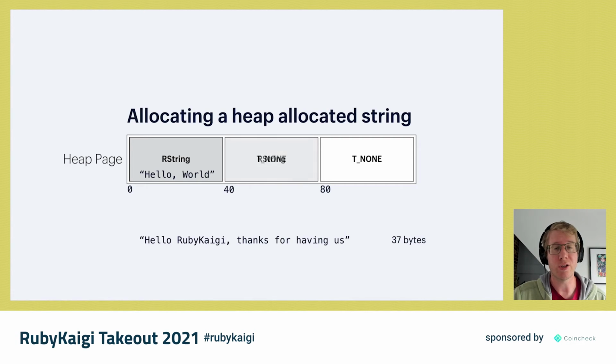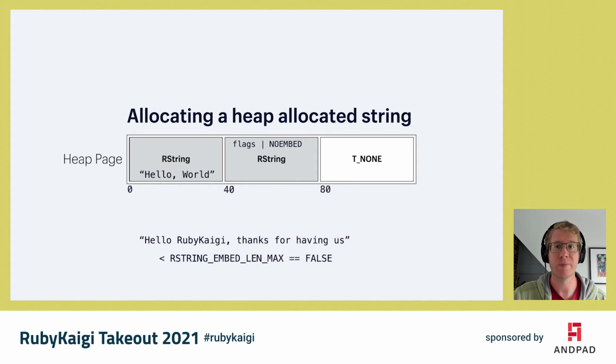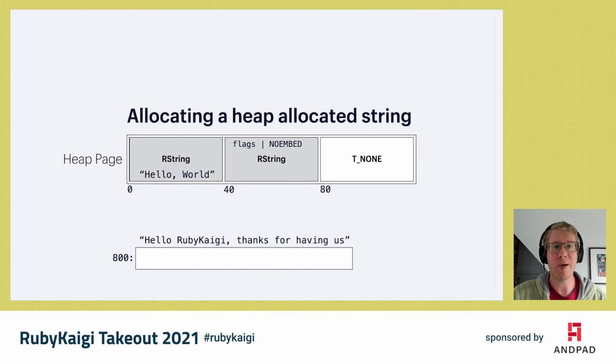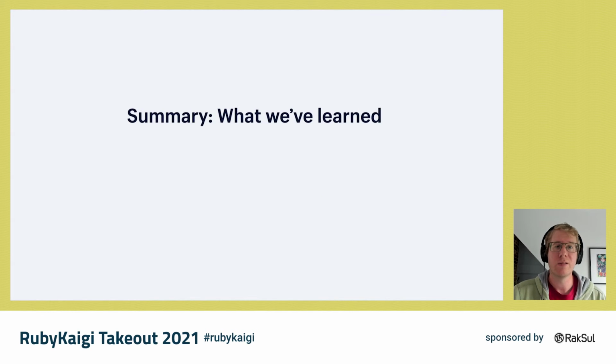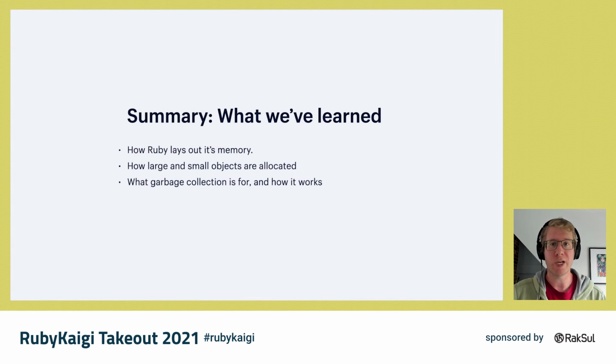When the string is longer than RSTRING_EMBED_LEN_MAX, Ruby sets the NOEMBED bit on the flags. This signifies that the data inside the RValue is not the actual string, but a pointer to a separately allocated memory region containing the requested data. It then uses the system malloc call to reserve a new memory region outside of the existing Ruby heap. It stores the address to that memory inside the RValue, and it copies the string data to the newly malloced memory.